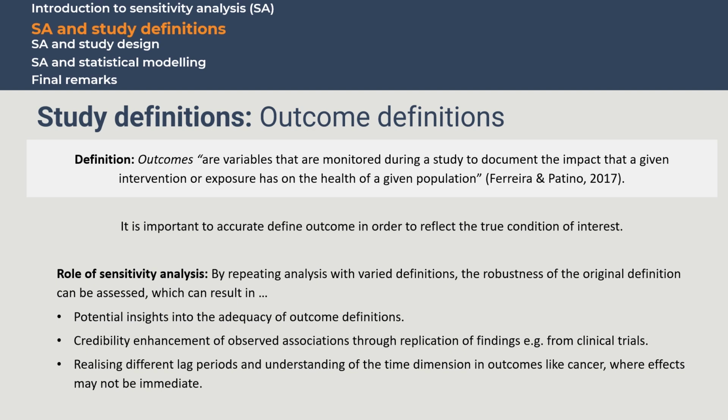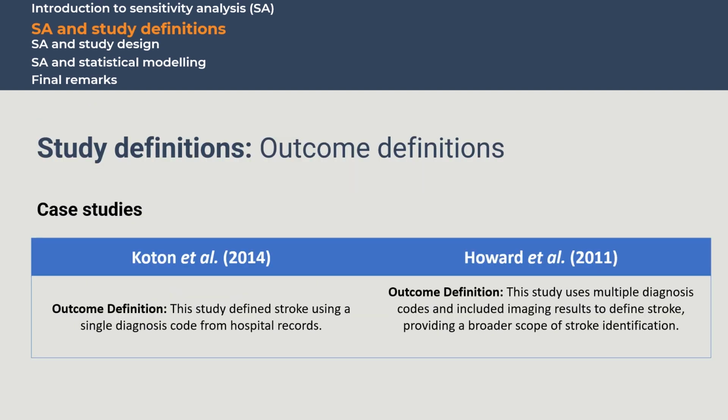In this slide, we have two studies that use stroke as outcome. Our first study by Cotton and colleagues, published in the Journal of the American Medical Association, JAMA, in 2014, used a single diagnosis code from hospital records to define a stroke. In contrast, the second study we are looking at was carried out by Howard and colleagues, published in Hypertension in 2011. They used multiple diagnosis codes and included imaging results.